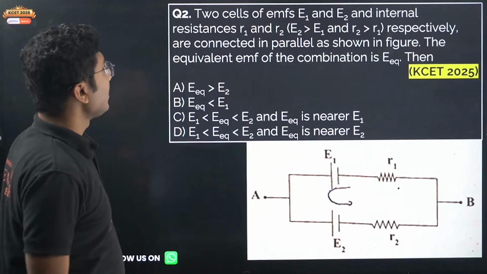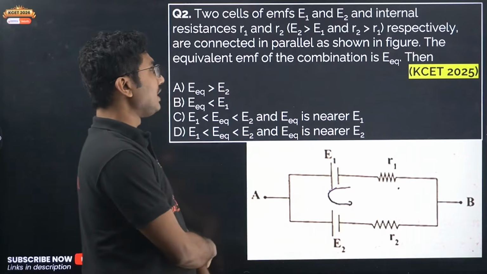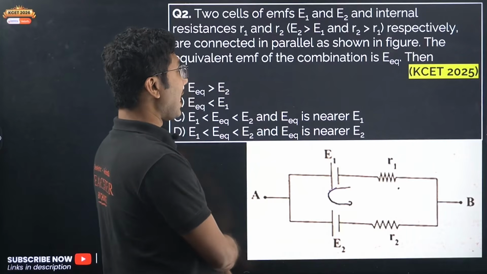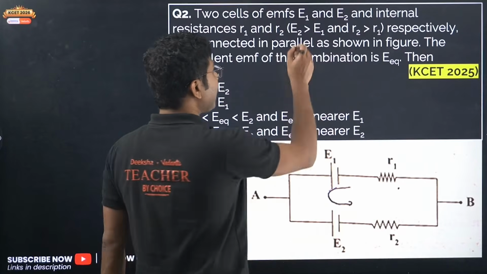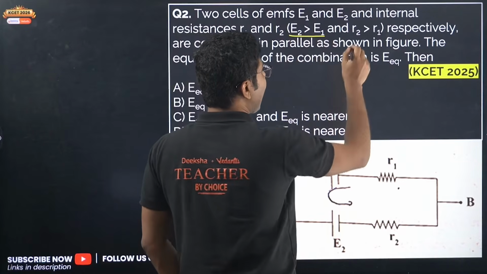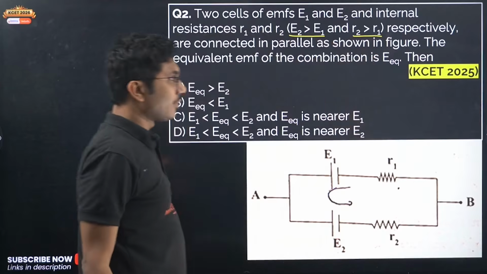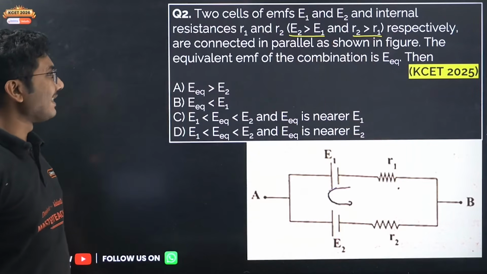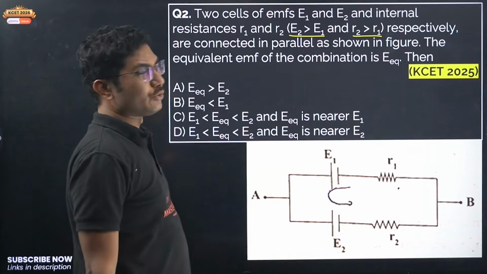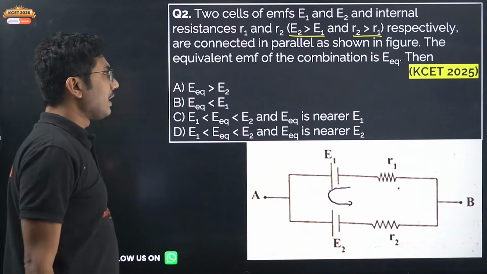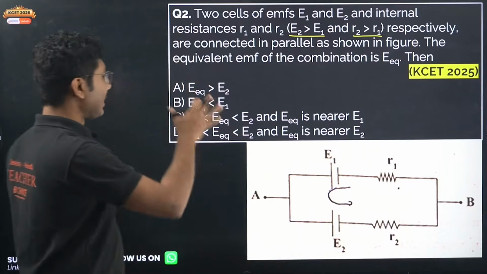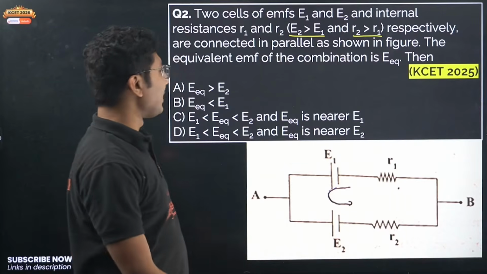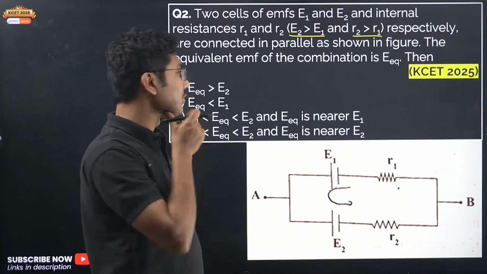Next question. Two cells of EMF E1 and E2 and internal resistances R1 and R2, where it is mentioned that E2 is greater than E1 and R2 is also greater than R1 respectively, are connected in parallel as shown in the figure. The equivalent EMF of the combination is E equivalent. Then what is the relationship between E equivalent, E1 and E2? That is what you have to find.